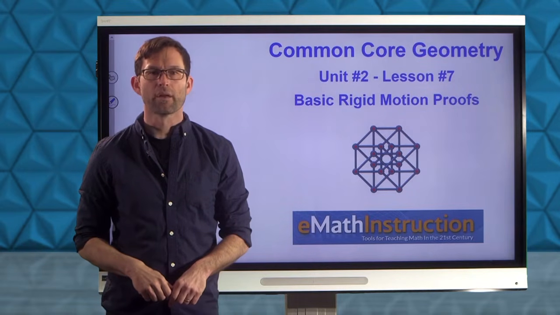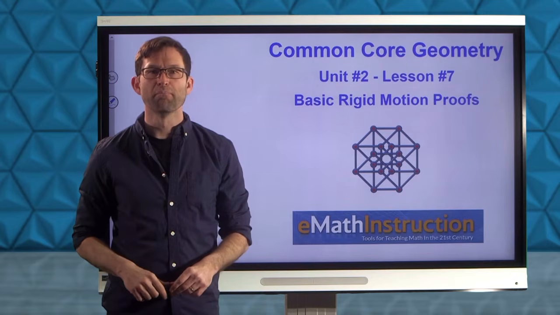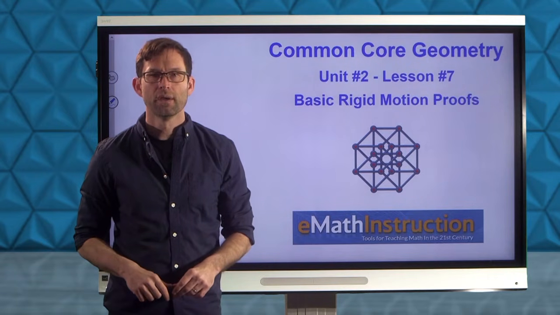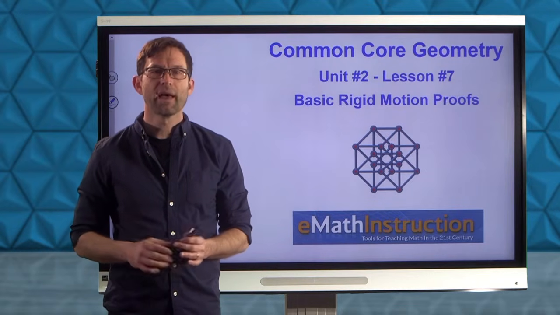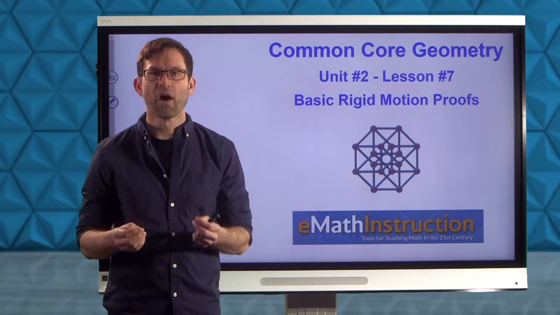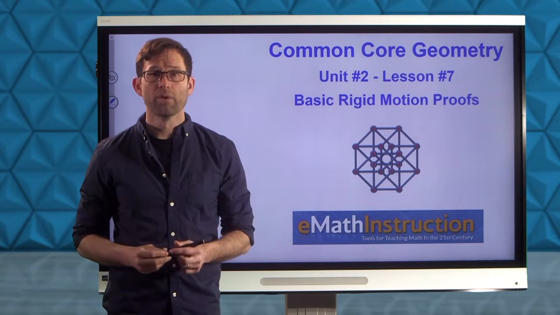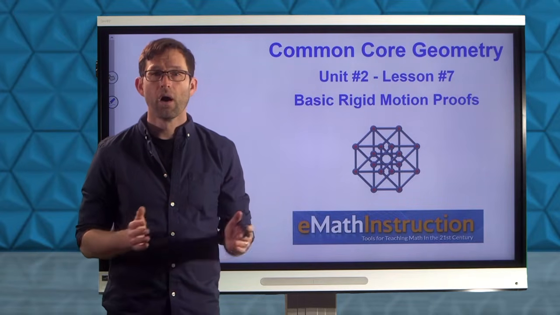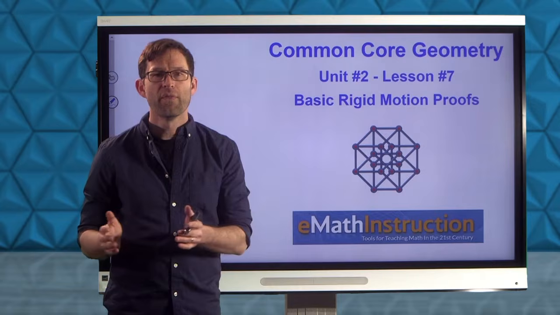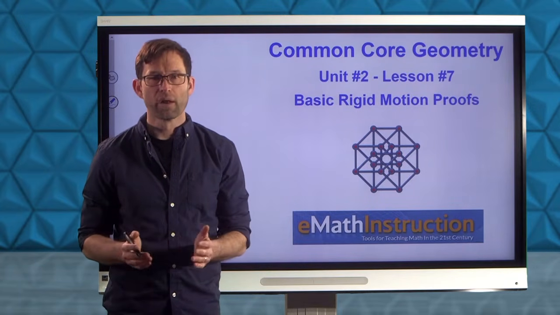My name is Kirk Weiler, and today we're going to be doing Unit 2, Lesson number 7 on basic rigid motion proofs. Now, what does it mean, basic rigid motion proofs? Last lesson we looked at how we could define congruence in terms of rigid motions. Today what we're going to be doing is looking at the logic of rigid motions along with trying to prove that geometric figures are congruent. All right? We're going to try to be putting it all together.